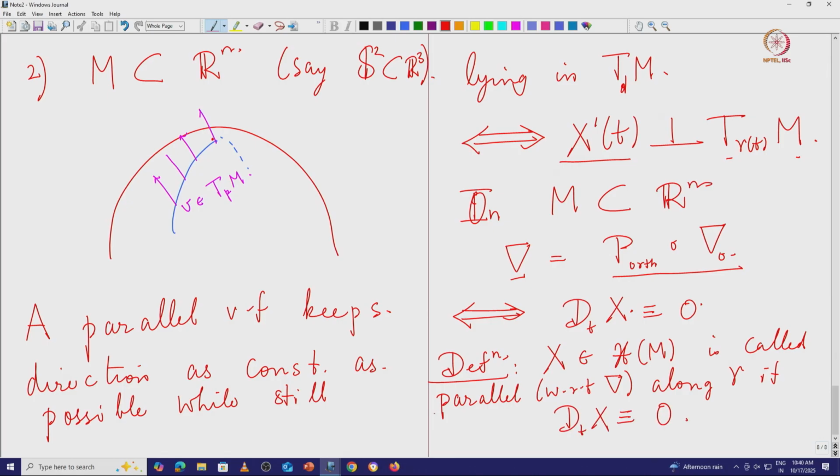So in the next lecture we will talk more about these parallel translations and prove an important theorem that these parallel translations always exist. And then using that we can give a much more geometric characterization of the connection.